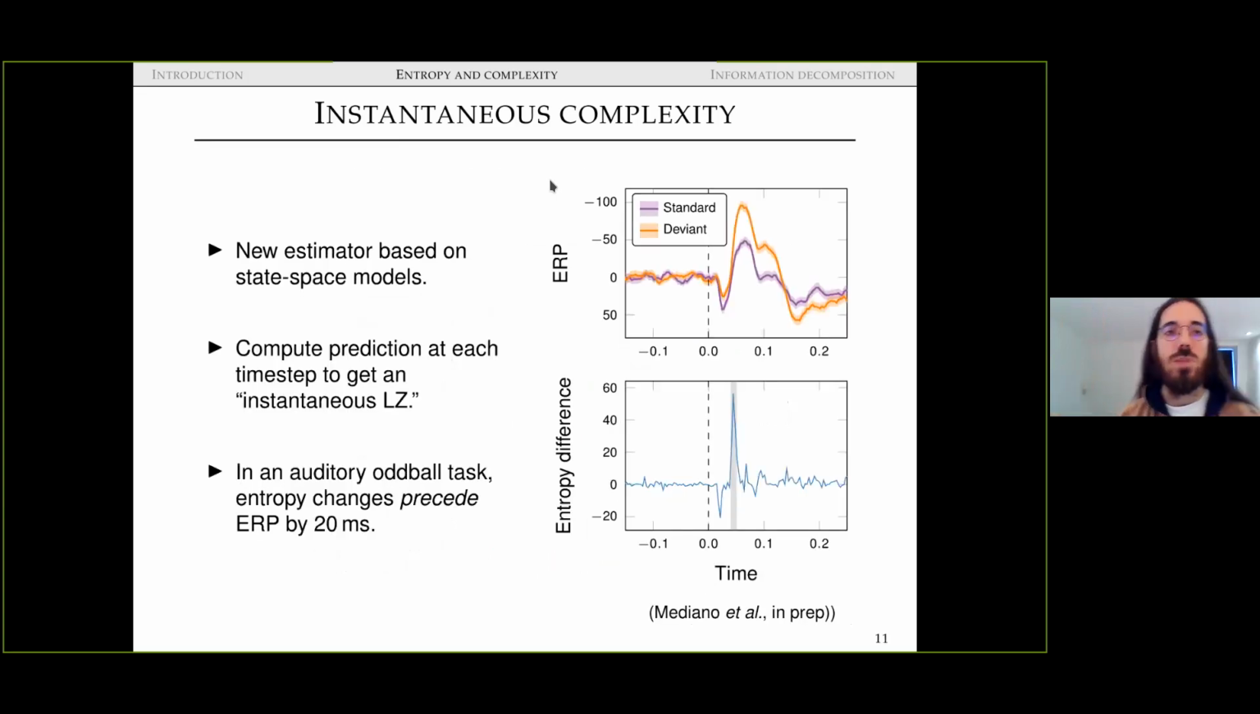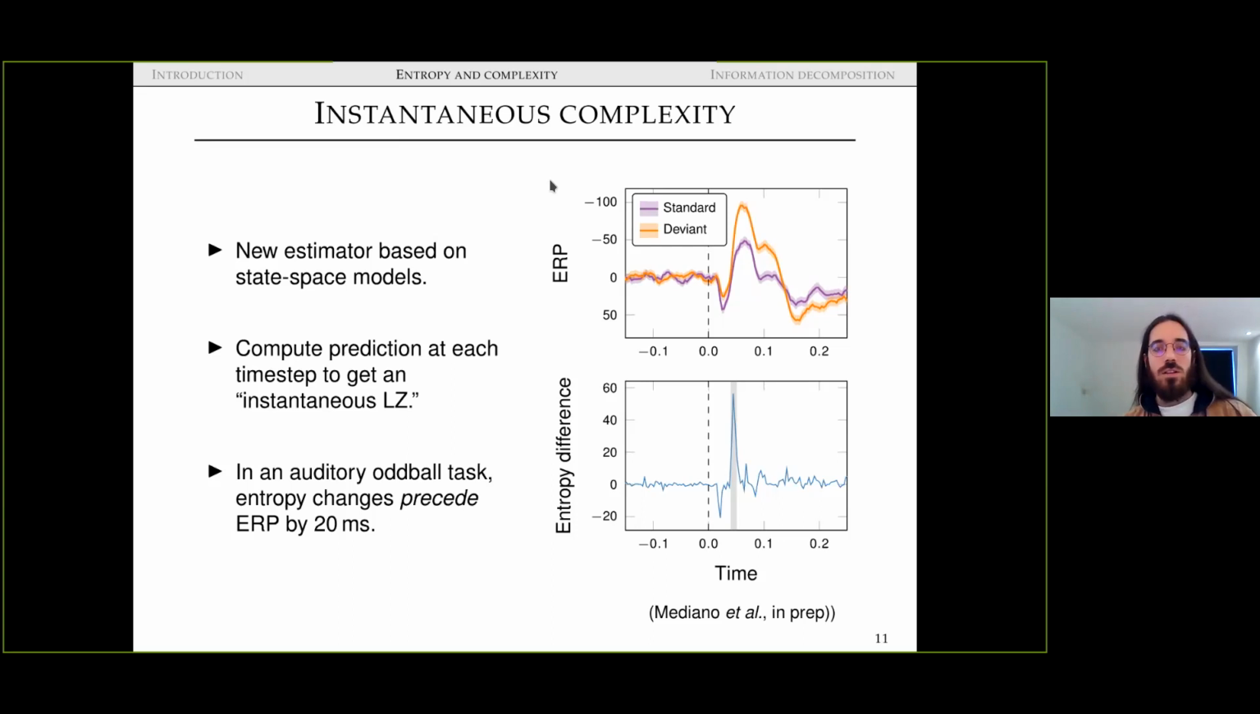And we developed a new method based on a family of models called state space models that allow us to compute this instantaneous Lempel-Ziv-type complexity measure. So we can evaluate this measure of complexity at every time point throughout the response to a single stimulus. And we get a very interesting result: in this auditory oddball task, the entropy changes precede the ERP by 20 milliseconds. So by using this temporal decomposition of a complexity measure, we have been able to find a signature of the mismatch negativity that precedes the standard signal by about 20 milliseconds. We have replicated this across a bunch of animals, and we're currently undergoing more studies to see how well this generalizes.